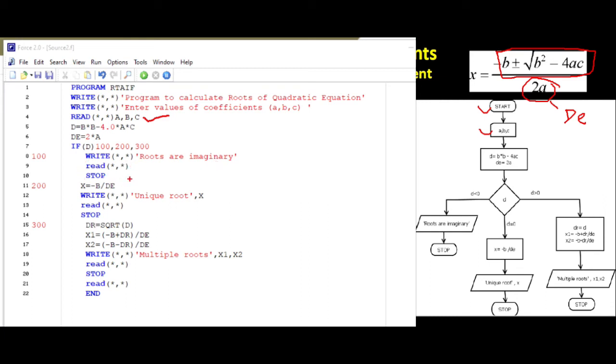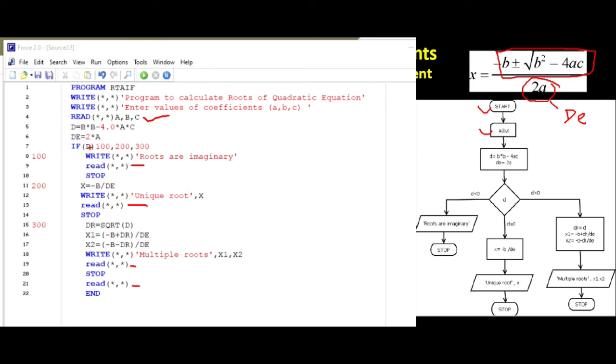I have added this read statement because my operating system is a 64-bit operating system. Remember, if you are using a 32-bit operating system, then there is no need to write this read statement here. You can simply skip this read statement and then run the program, then stop.